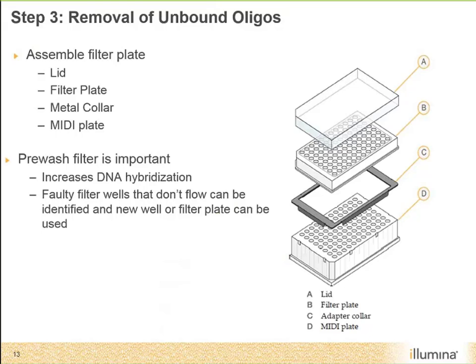One key thing is that we want to pre-wash the filter plate. This is very important because it increases the DNA hybridization, and it also helps you assure that you're getting proper filtration through all of the wells within the filter plate, and identify any wells that are not filtering as expected. Once the filter plate is pre-washed, we then add our sample to the filter and centrifuge, and this will wash to remove the unbound oligos.